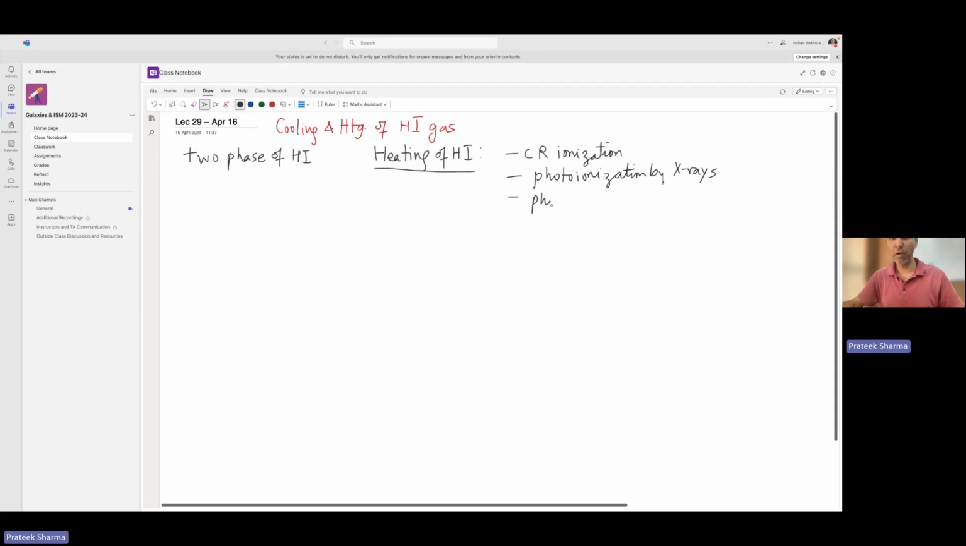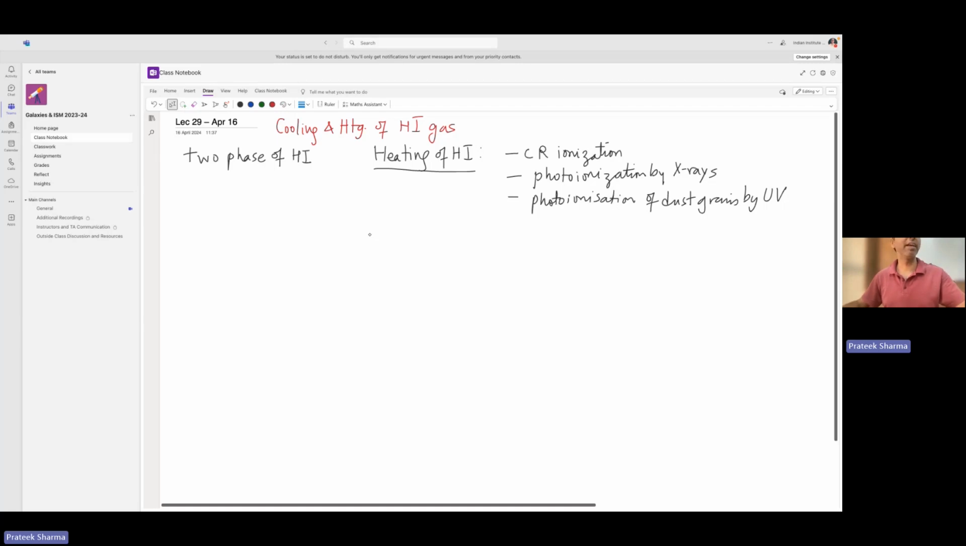So photoionization of dust grains by UV. We know that for photon energy greater than 13.6 eV, it's neutral hydrogen that absorbs the Lyman continuum UV. But below 13.6 eV, dust is an important absorber of those UV photons.